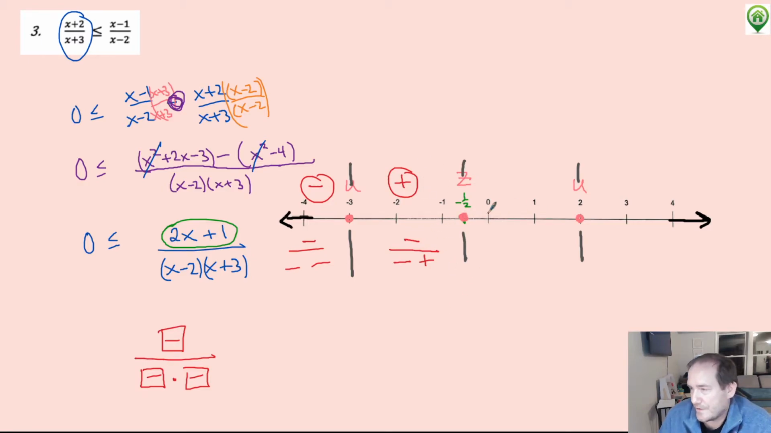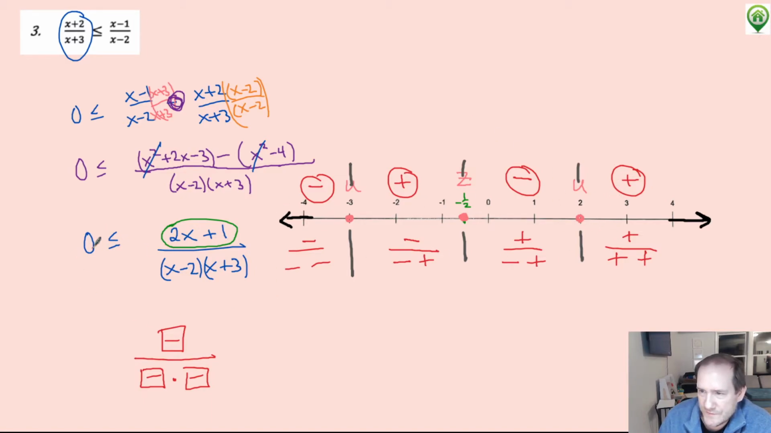The second I'm greater than negative 1/2, the numerator is now positive. The x plus 3 is still certainly positive, but the x minus 2 is still negative, for an overall negative result. And finally, when you're greater than 2, the x minus 2 is positive, the x plus 3 is positive, and the 2x plus 1 is positive, so we'll be positive. There's your whole sign chart completed.